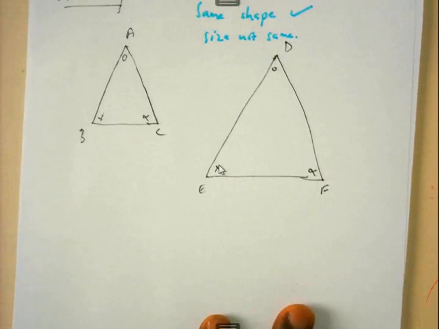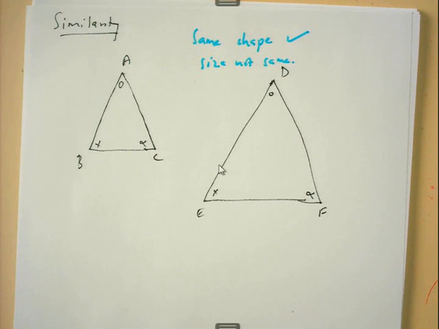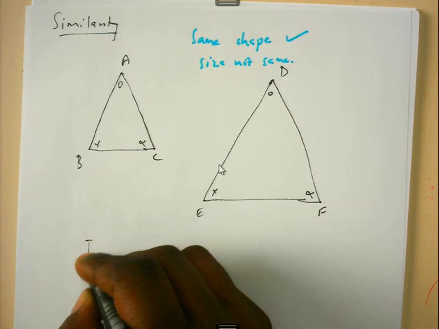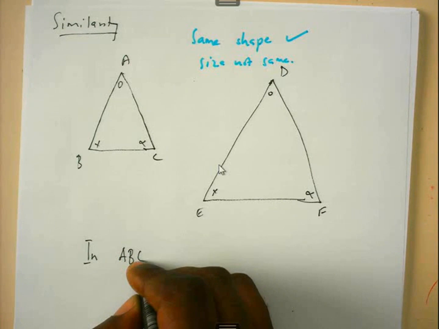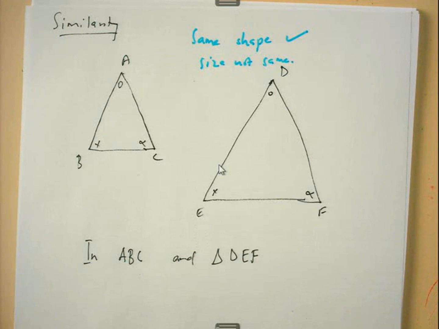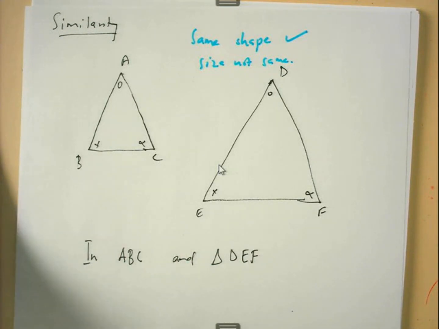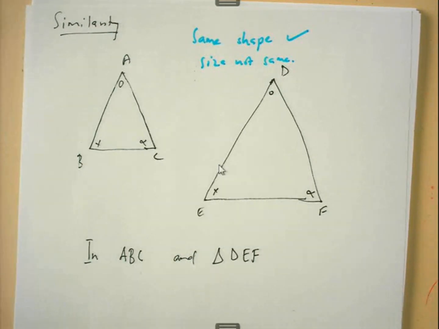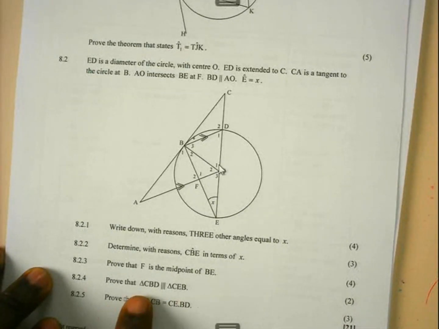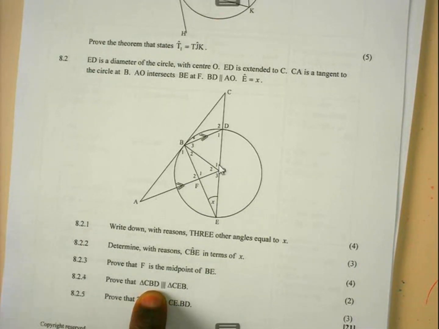Now, when we prove similarity, when we work with similarity in any given situation, we need to identify our triangles. Say, in triangle ABC and triangle DEF, the triangles must be clearly identified, that these are the triangles that I'm going to work with. We will quickly look at this exercise here. You see, this exercise has a question on what? Prove that triangle CBD is similar to triangle CEB.